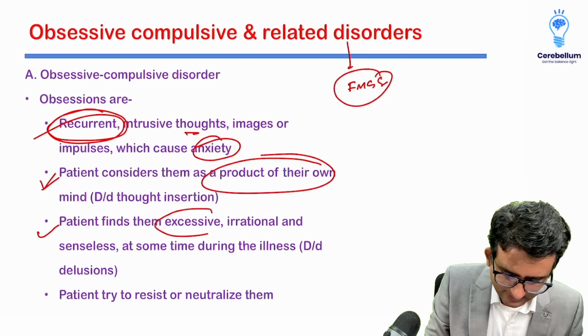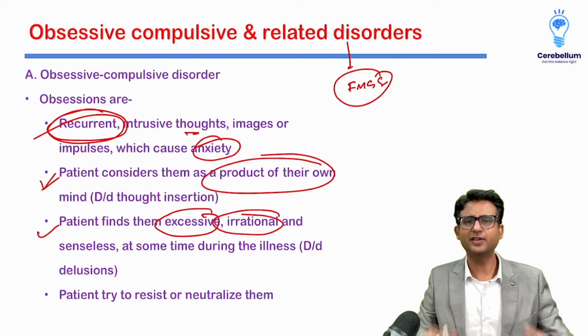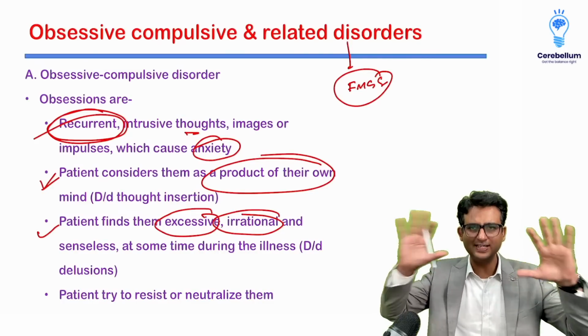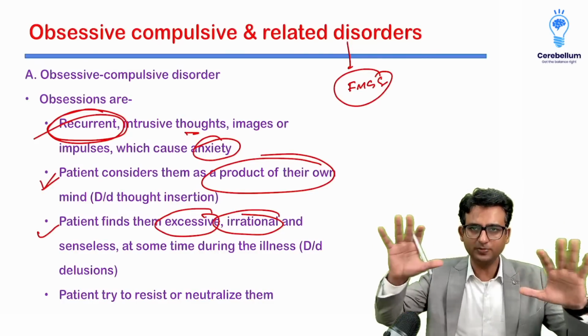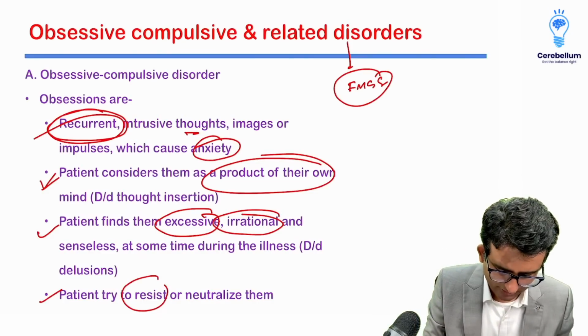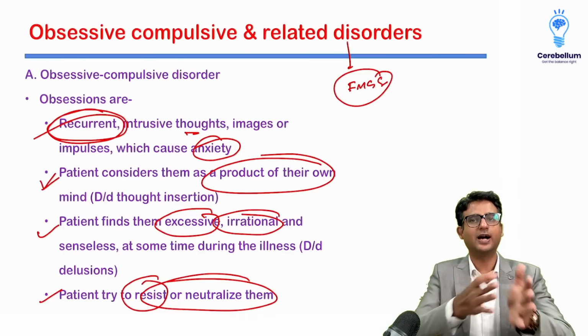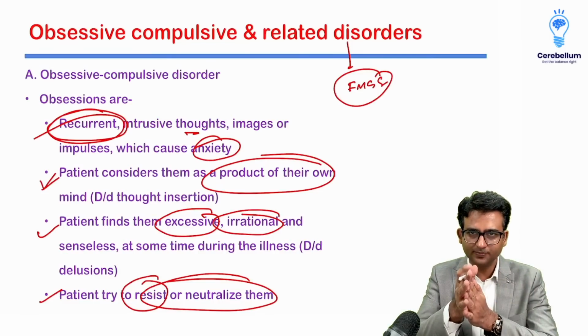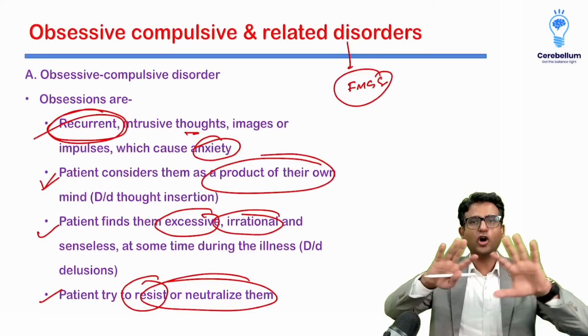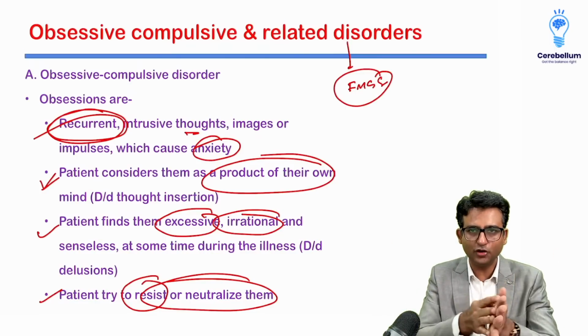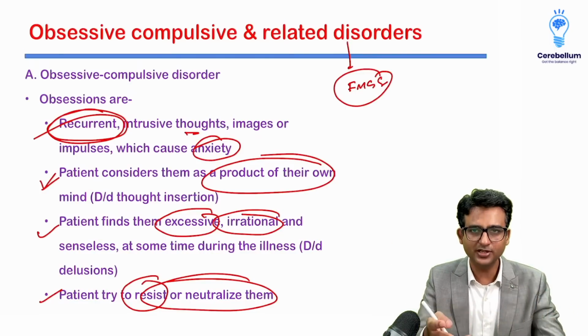Even I realize that this thought is irrational. Even I know this thought is stupid. I know this thought is senseless. That is why I try to stop this thought. I try to stop this thought, but it doesn't stop. So what do I do? I go and wash my hands. This repetition of thought is obsession. You going and washing your hands is compulsion.